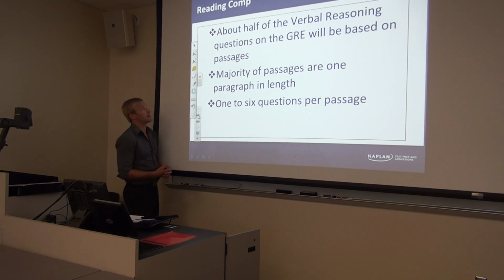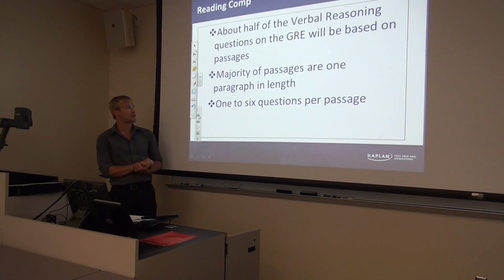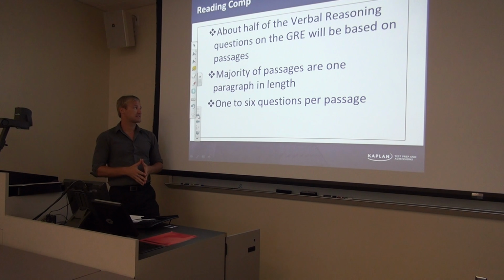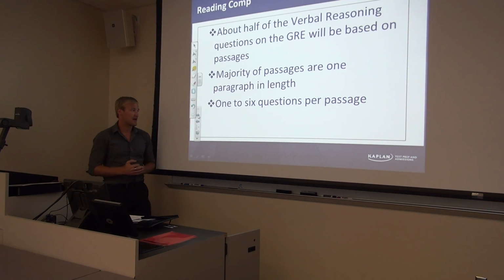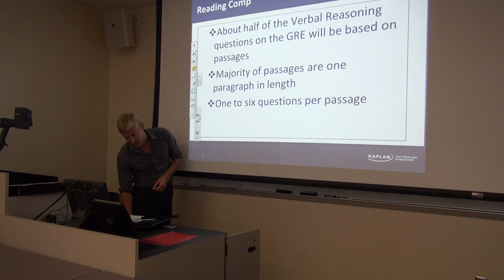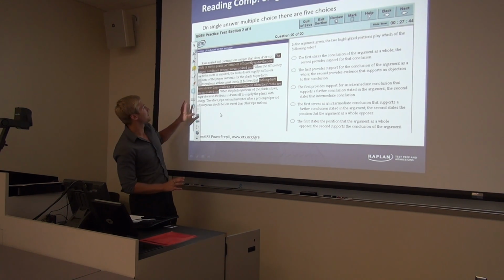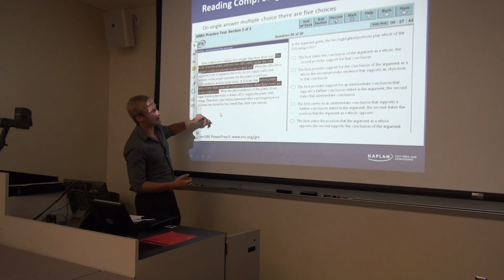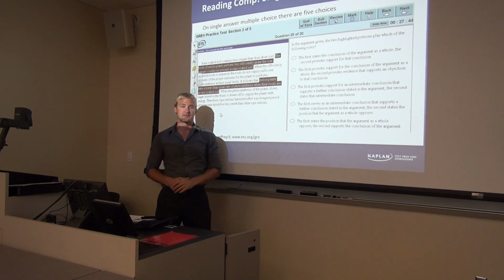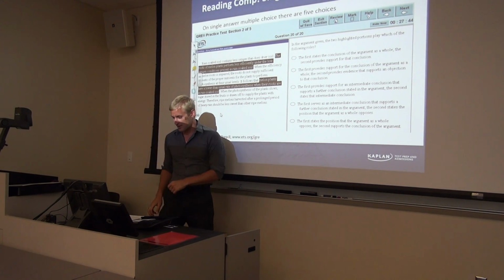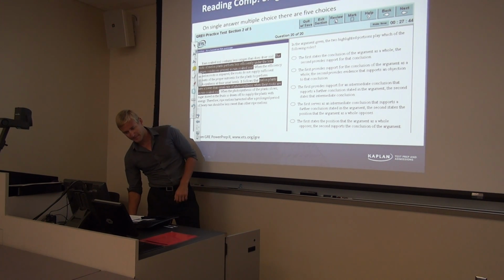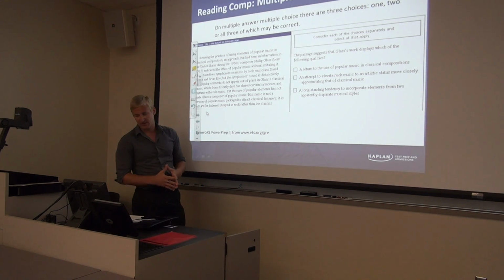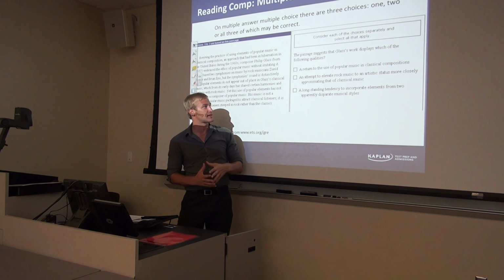Some basic reading comprehension information. About half of the verbal reasoning questions on the GRE will be based on passages. The majority of passages are one paragraph in length, with 1 to 6 questions per passage. So this is a sample reading comprehension question. Short paragraph, then you'll have a number of questions to follow it. Notice here the ovals; you'll see in the next question that I go to. This is a reading comprehension with multiple selection. Consider each of the choices separately and select all that apply.